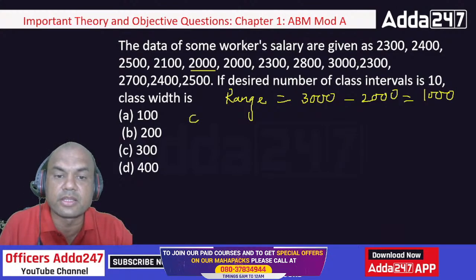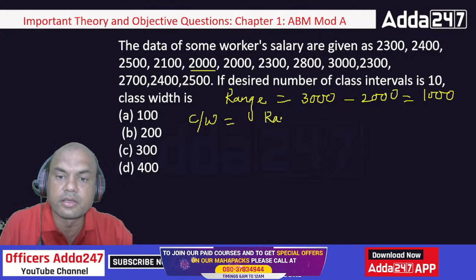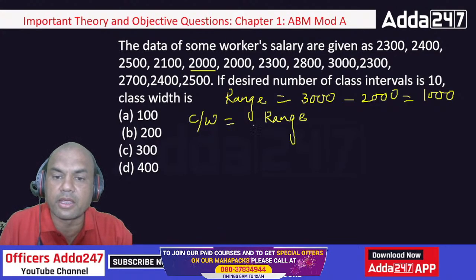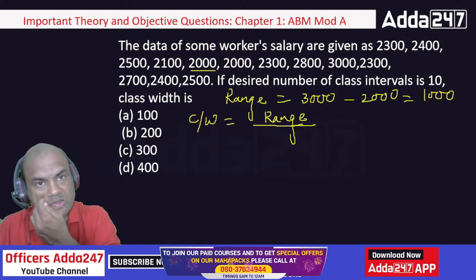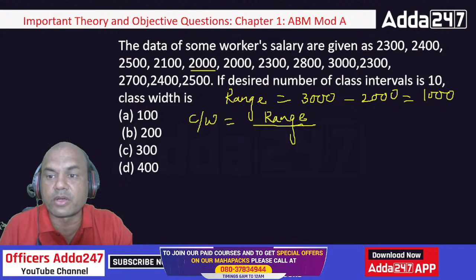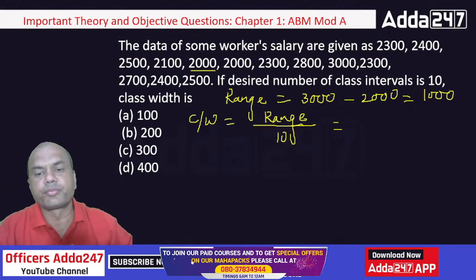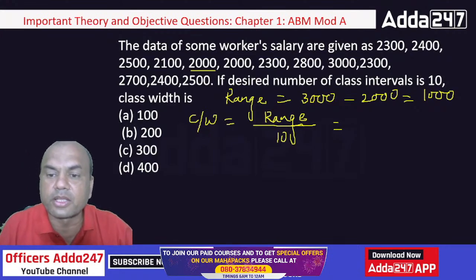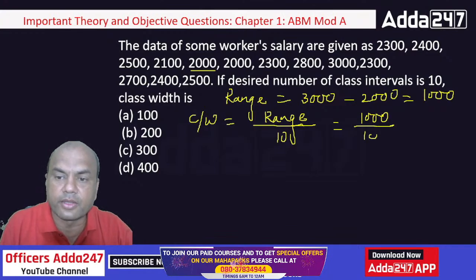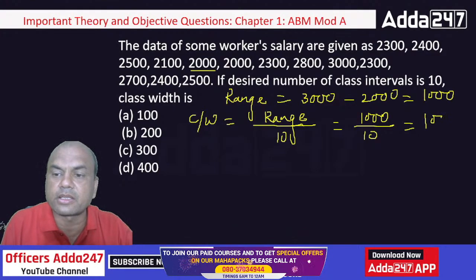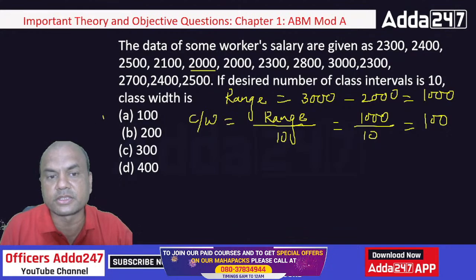So if this is 1000, then what is the class width? Class width equals range divided by number of intervals. Number of intervals means what are the number of intervals required? 10. Right? So range upon 10. So it is what? 1000 upon 10. So it becomes 100. So this is my class width.